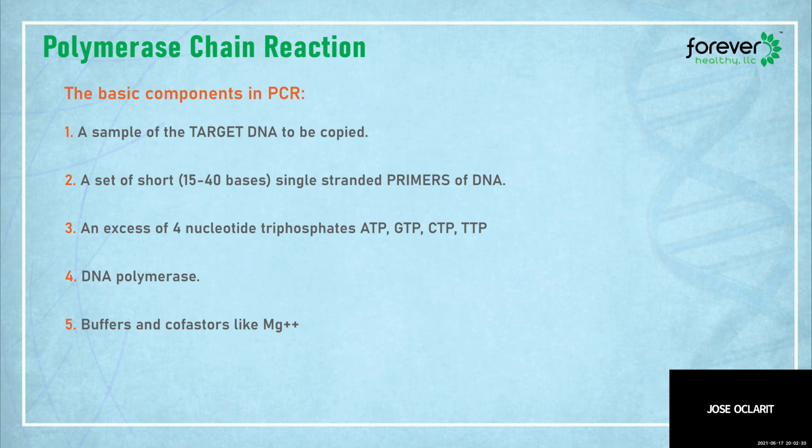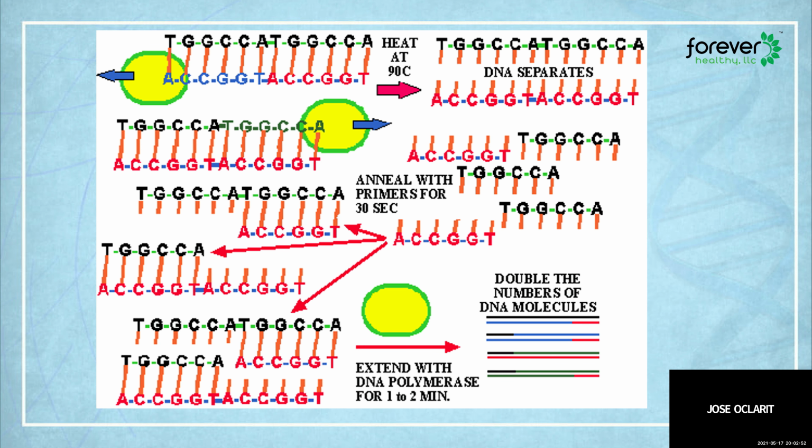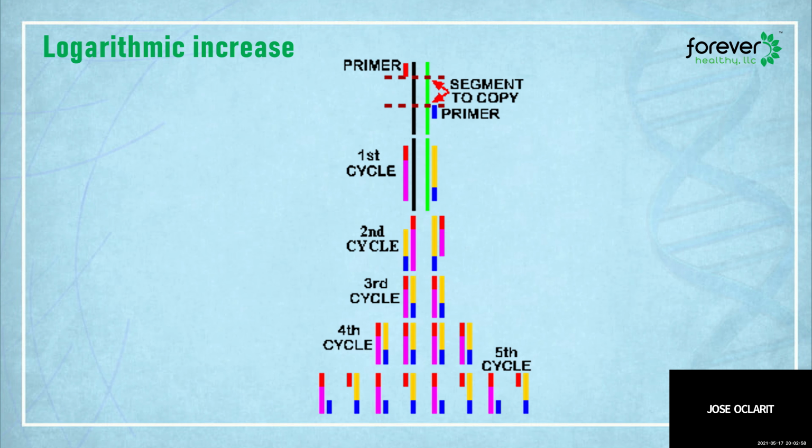So in polymerase chain reaction, you have a target DNA to be copied, then you have single-strand primers, and then you have the free nucleotides that are available, and then you have the DNA polymerase to synthesize the DNA, and of course the buffer and magnesium ions. So here is how the polymerase chain reaction, or PCR, works. 1 copy of the DNA can now be multiplied in a logarithmic cycle. The first cycle, 1 copy, the second cycle, the third, the fourth, and so on and so forth until all the DNA is copied in numerous amounts.